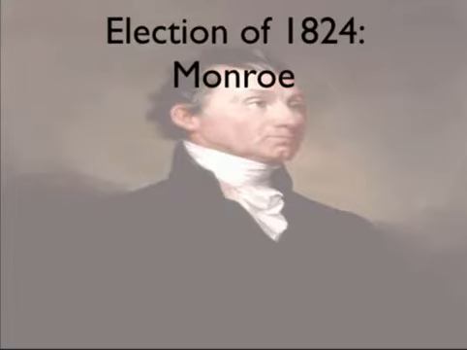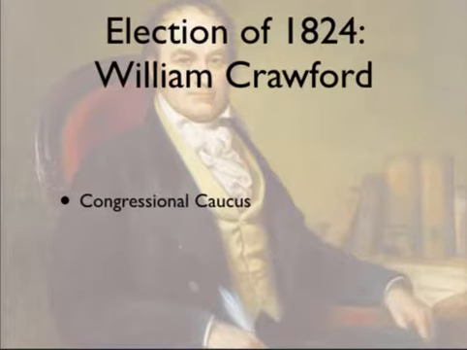Zeroing in on the election of 1824, James Monroe's term in office is coming to an end. His second term in office is coming to an end. And since James Monroe, like James Madison and Thomas Jefferson, doesn't think that he's better than George Washington, he decides to not run for a third term either. So, who are the candidates?